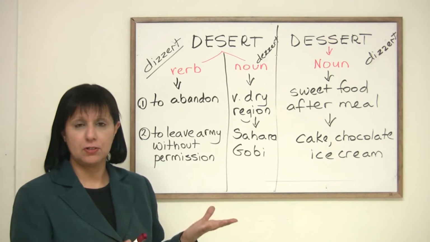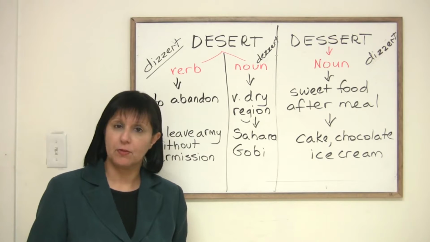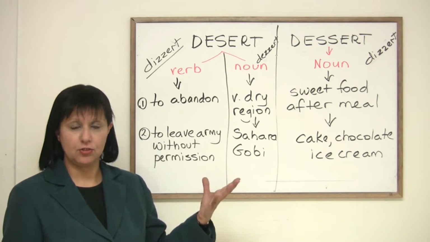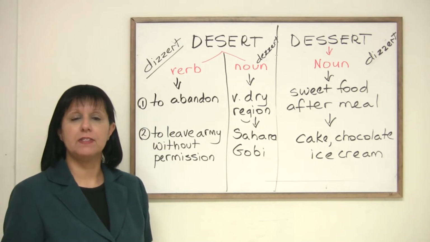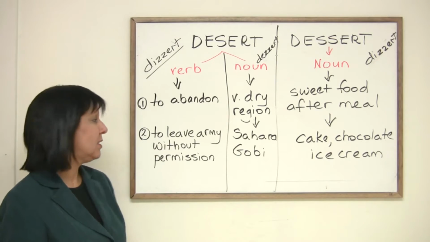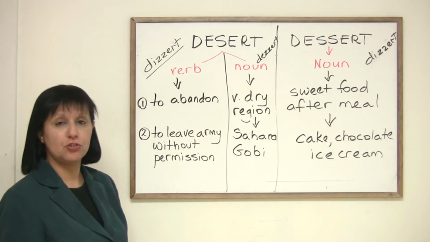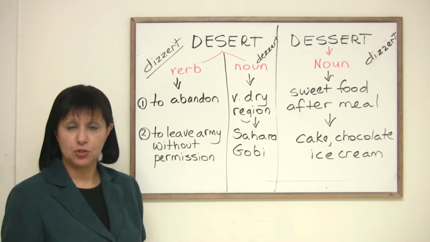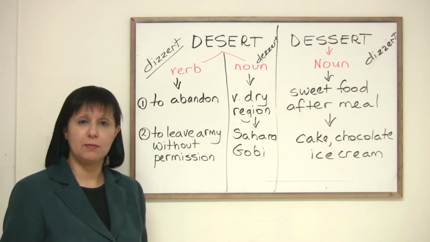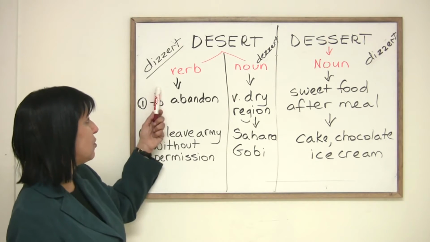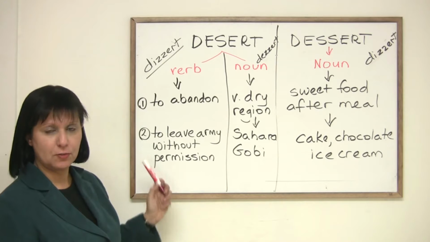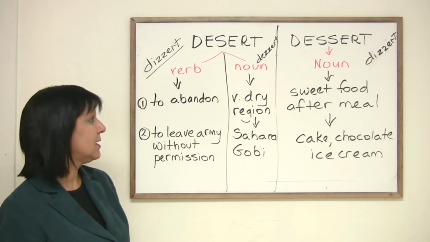He deserted her when she needed help, all right? That means he abandoned her, he left her. Or desert can also have a specific meaning in the army. When you say that somebody deserted the army some years ago, it means that he left the army without permission, all right? And that is the use of the word as a verb, desert, all right?